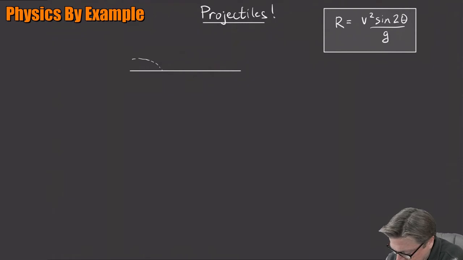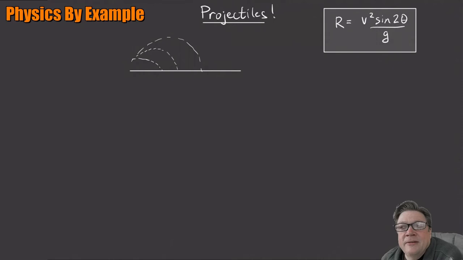If you launch it up a little bit with some initial velocity, then it'll come back down, but a little bit farther, right? Because why? It spends more time in the air. So if I keep increasing the angle, it'll keep on going a little bit farther for a given speed.